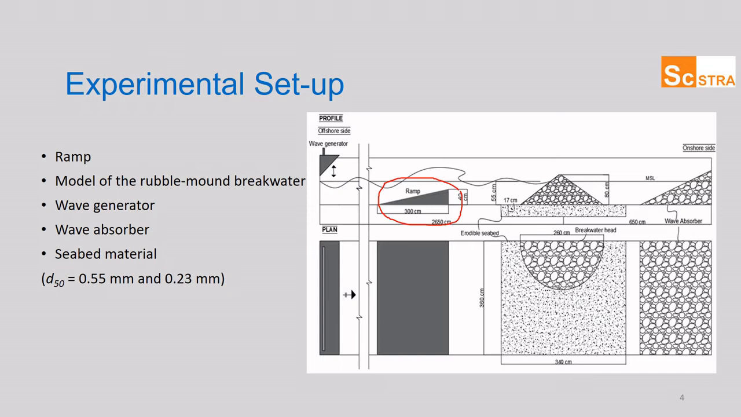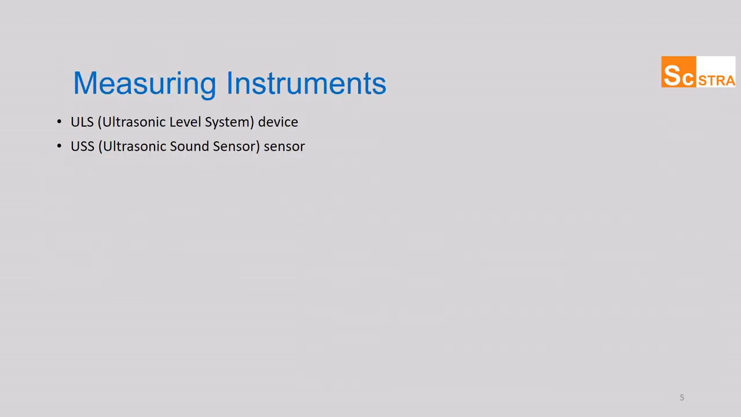The seabed materials used in the experiments are quartz sand and have a uniform distribution with minimum geometric standard deviation. And I will talk about the measuring instruments.